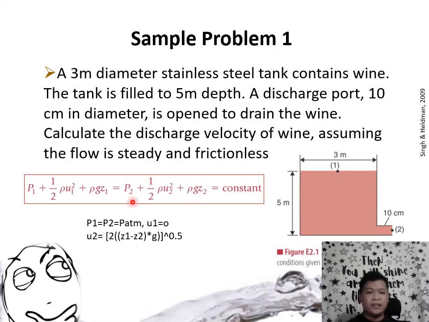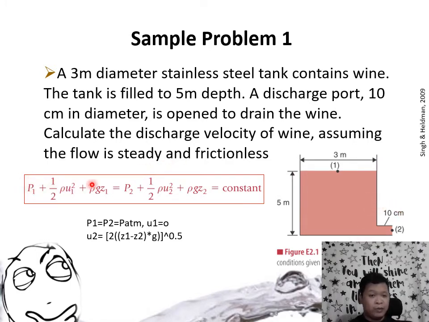Alright, let's try this sample problem. You can solve it on your own. Suppose we have a 3-meter diameter stainless steel tank containing wine. That's a lot of wine, filled to a depth of 5 meters. Then at the bottom, you have a discharge port with a 10 centimeter diameter open to drain out the wine. Calculate the discharge velocity assuming the flow is steady and frictionless. So of course, point 1 is the top and point 2 is the bottom.